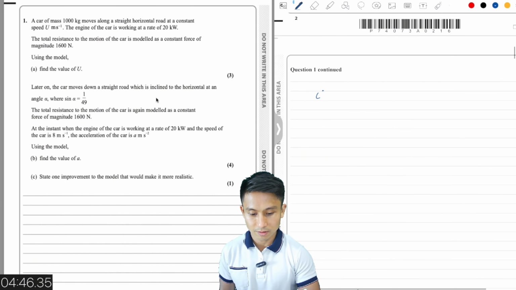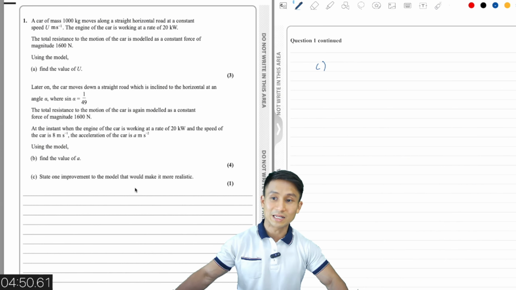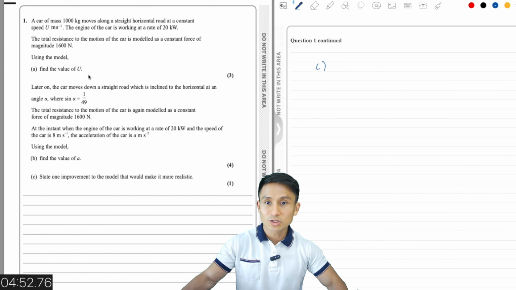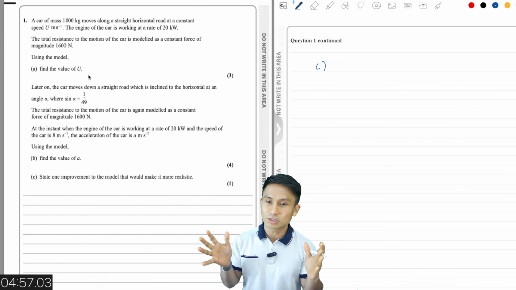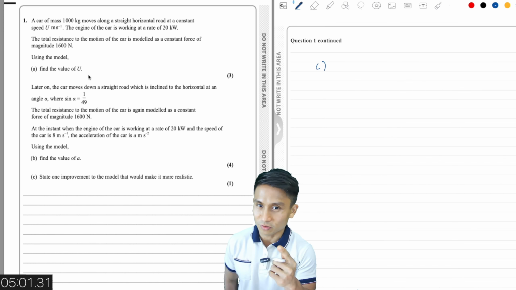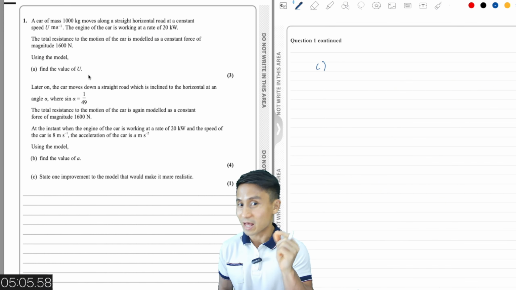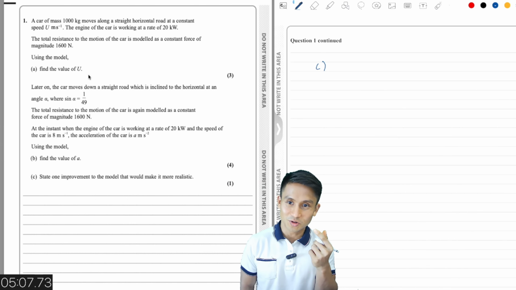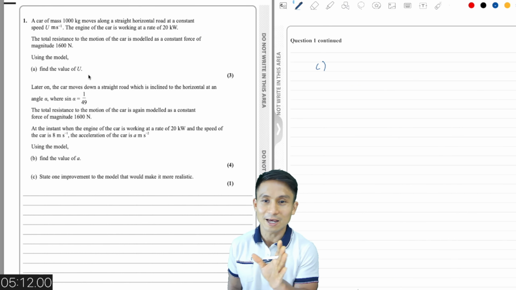Part B done. Part C, state one improvement to the model that would make it more realistic. Well, usually what would be the assumption that you make here? If you read the question, it sounds like they modeled something as constant. So the thing that they say they model as constant, we can say it's probably too simplistic.